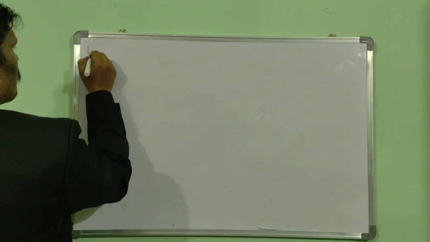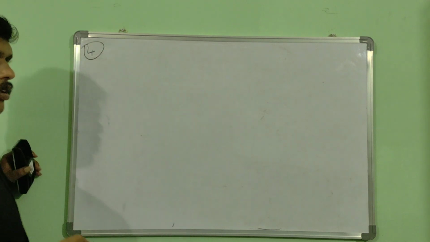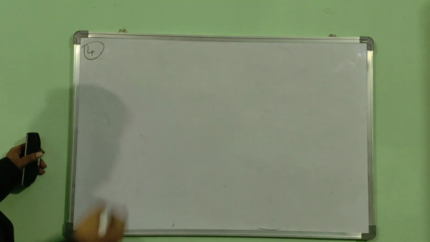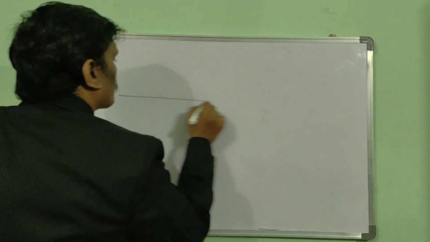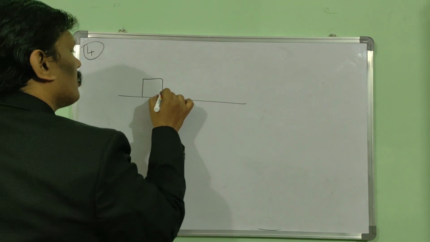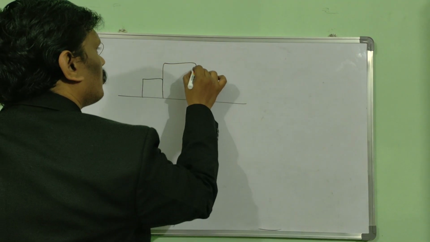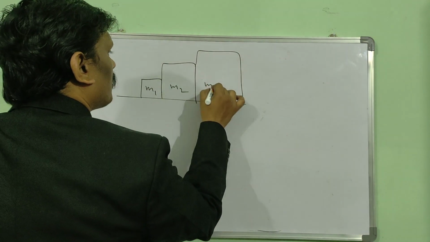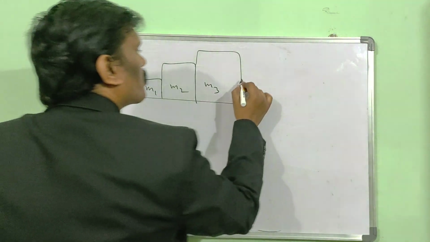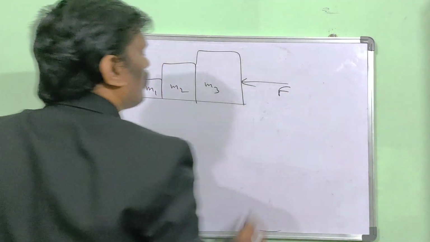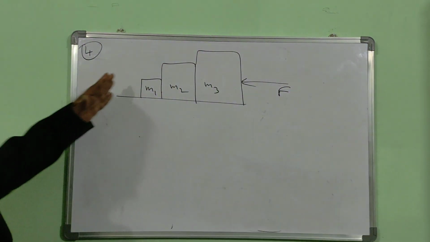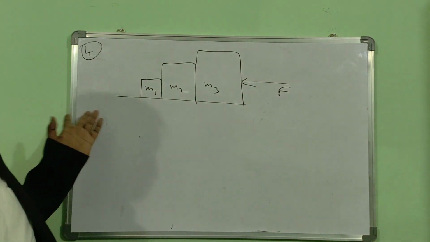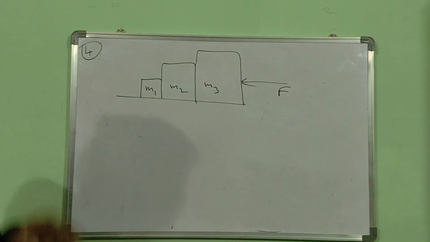The next situation, this is the fourth situation: motion of blocks in contact. This is the fourth situation I am going to discuss. Consider M1, M2, M3. Now the blocks are pushed from the M3 side. In the previous case, we considered blocks pushed from the M1 side. Now the blocks are pushed from the M3 side.